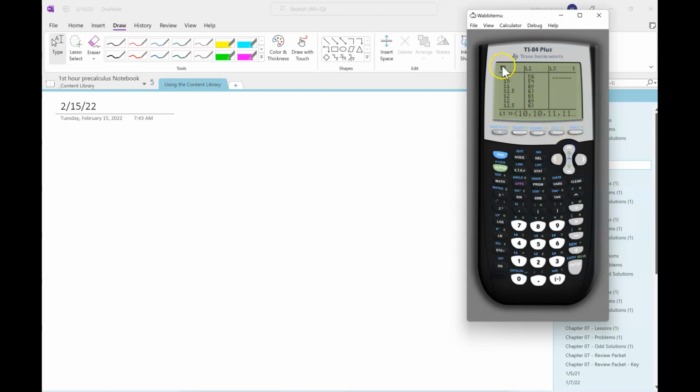I'm going to move my cursor up to the heading L1, press the Clear button, not the Delete button, and then the down arrow. Then repeat the same process, moving my cursor to L2, pressing Clear, not Delete, and then down, and that'll remove all the data. Then I'm just going to type in the data from the table. So in L1, I'm putting in my elevations.